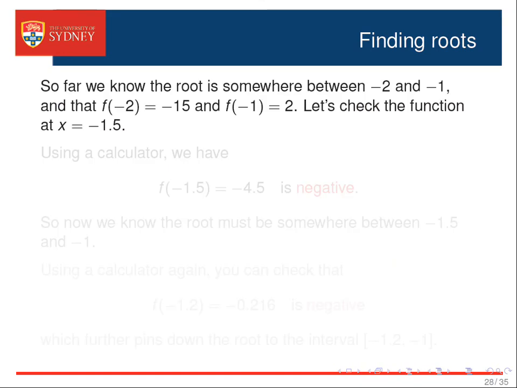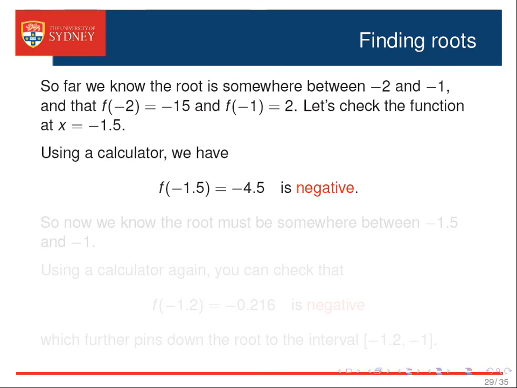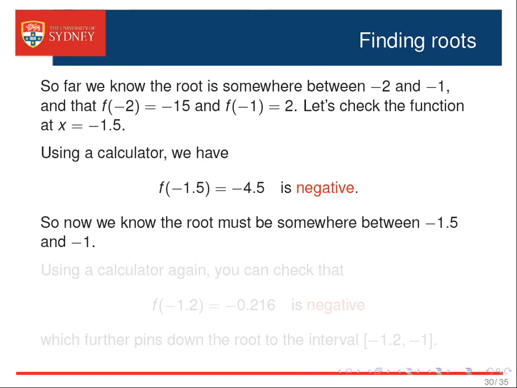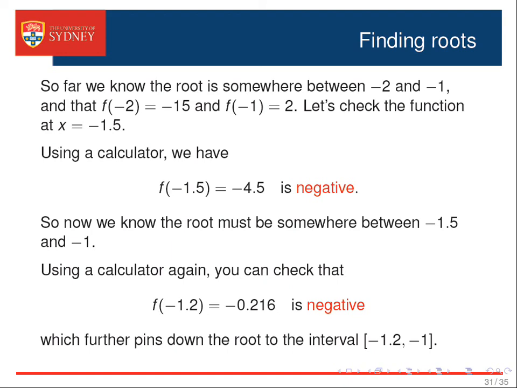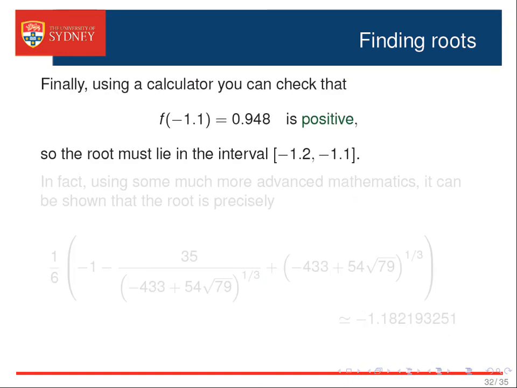If we look at f of minus 1.5, our calculator tells us it's equal to minus 4.5, which is negative. So the root must in fact be somewhere between minus 1.5 and minus 1. Remember that f of minus 1 was equal to plus 2. Again, using a calculator, you should check that f of minus 1.2 is negative 0.216, so our root must now be somewhere between minus 1.2 and minus 1. Now this interval has length 0.2, so we're nearly there. If we evaluate f of minus 1.1, we see that it equals 0.948, which is positive, so the root must lie between minus 1.2 and minus 1.1.